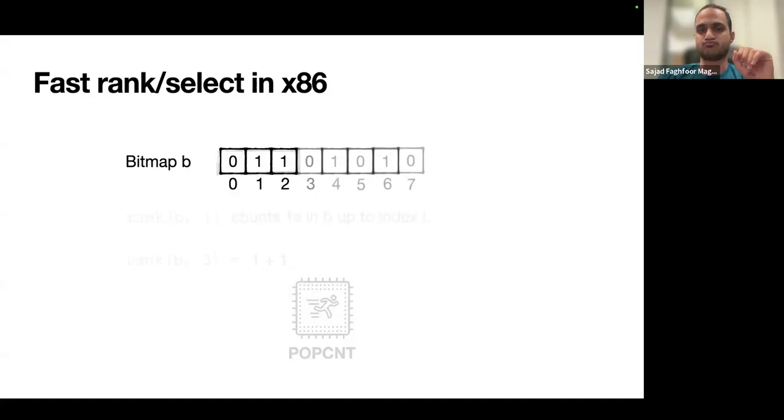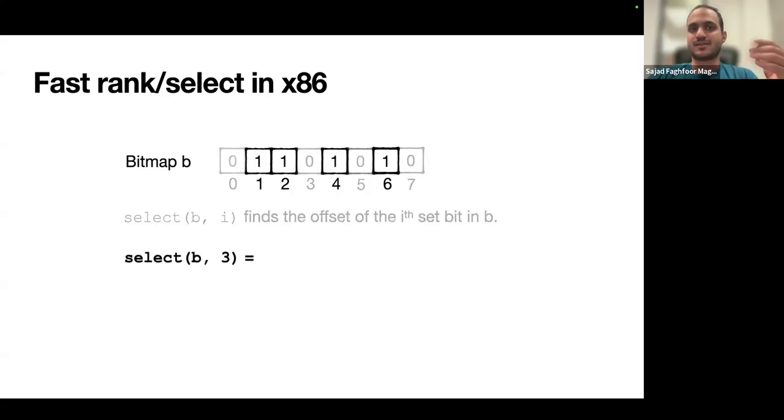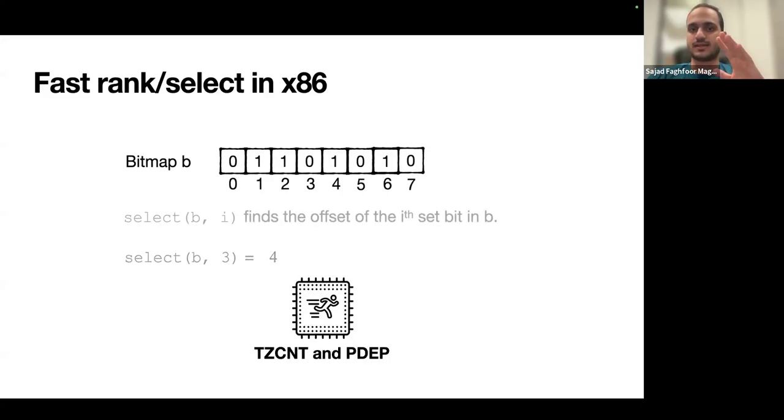On the other hand, select(B, I) finds the offset of the ith set bit in B. So for example, select(B, 3) finds the third set bit's offset, which in this case is 4. And we can use tzcount and PDEP to speed up calculating that on x86. TZCNT stands for trailing zero count, and PDEP stands for parallel bit deposit.